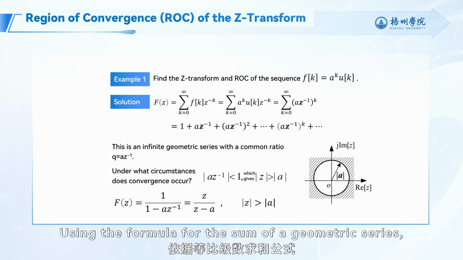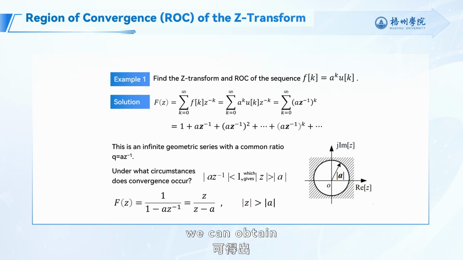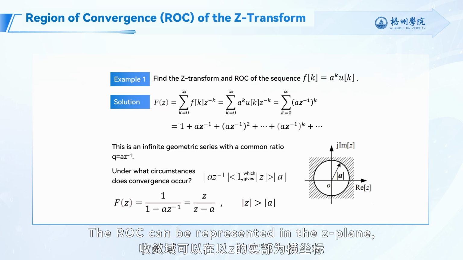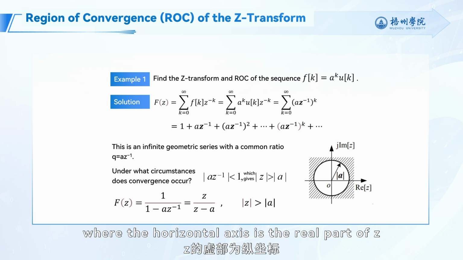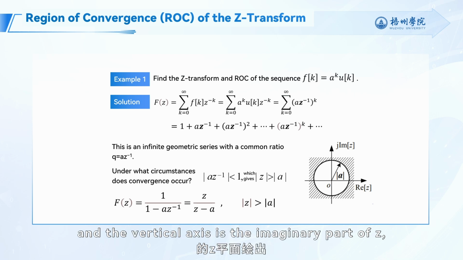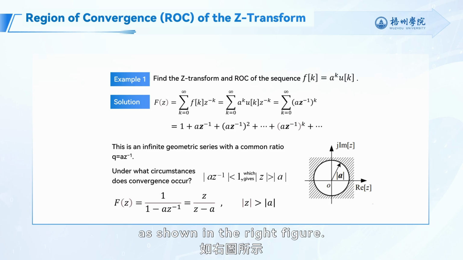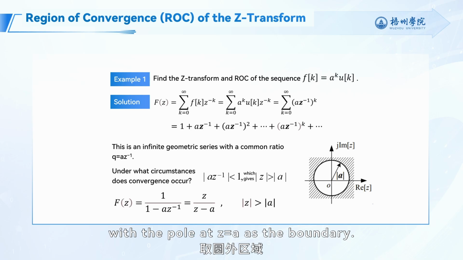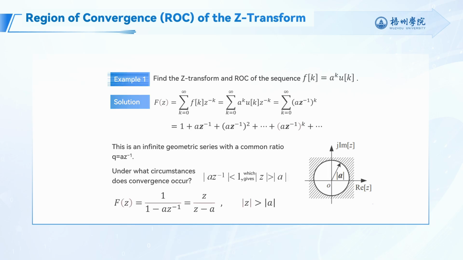Using the formula for the sum of a geometric series, we can obtain the one-sided Z-transform of the sequence. The ROC can be represented in the Z-plane, where the horizontal axis is the real part of z and the vertical axis is the imaginary part of z, as shown in the right figure. The ROC is the region outside the circle with the pole at z equals a as the boundary.